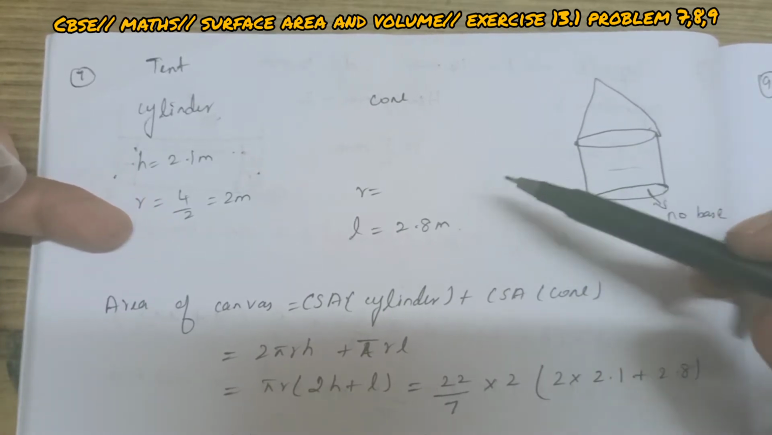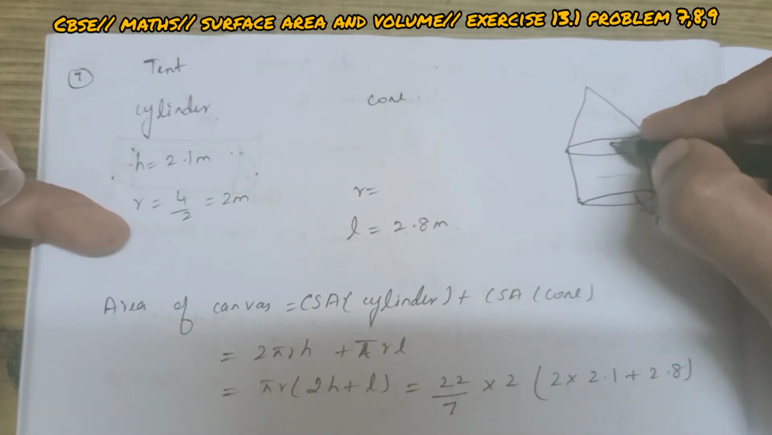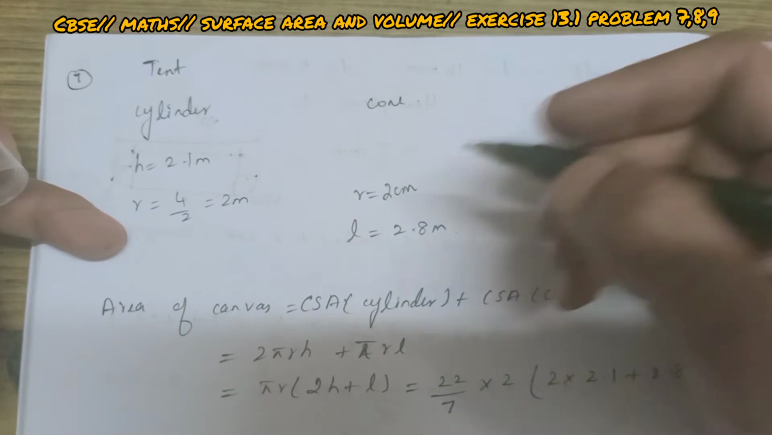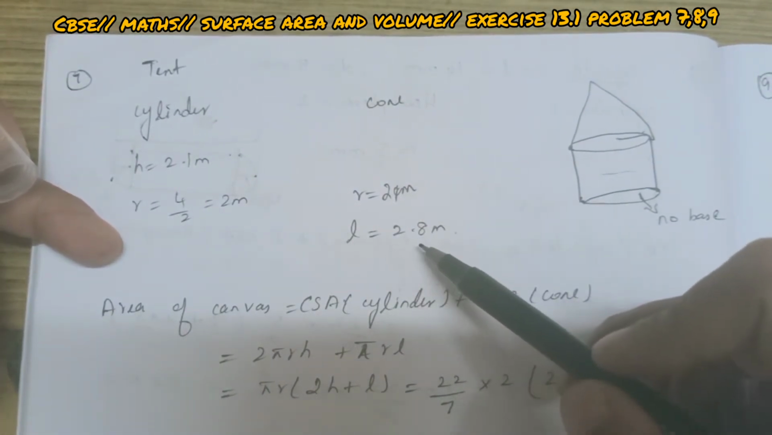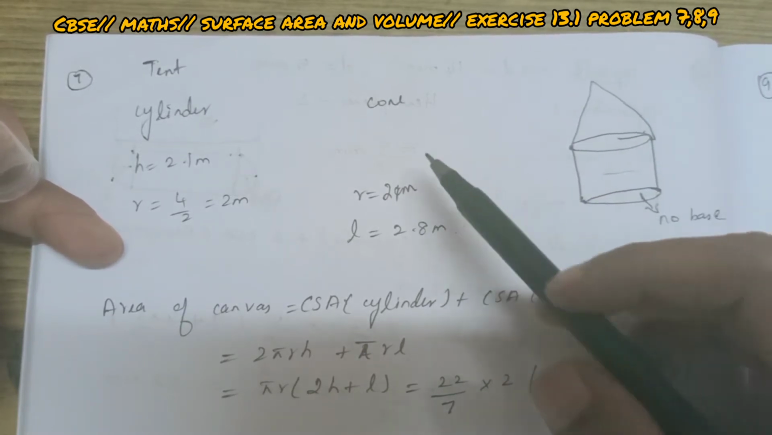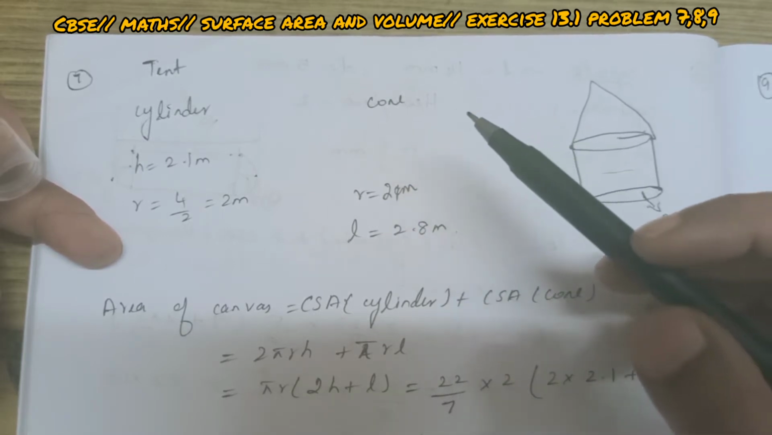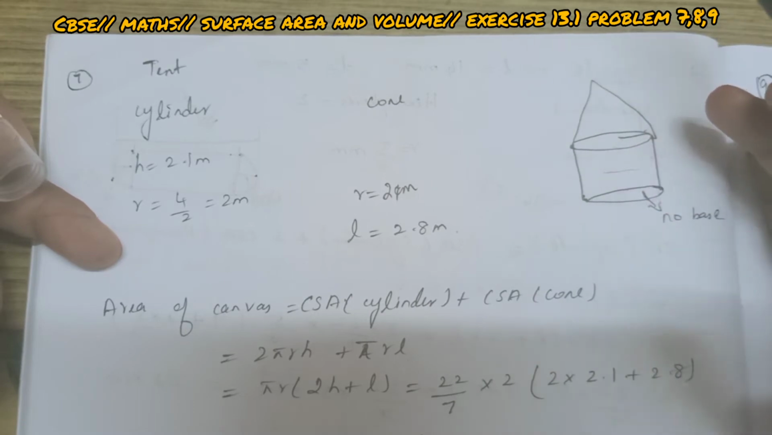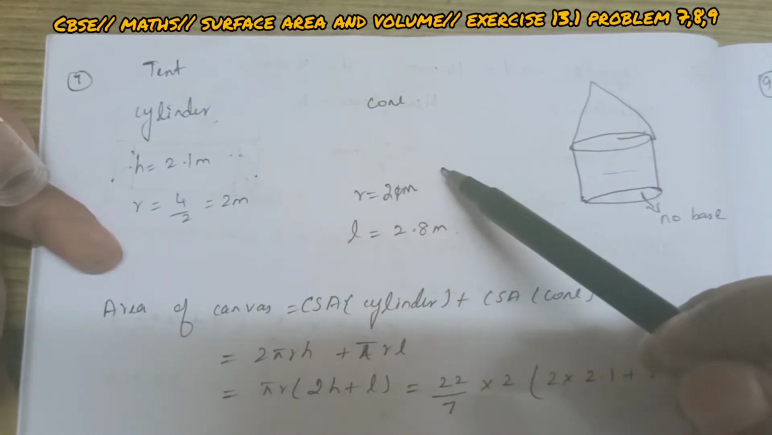For the cylinder, radius is 2 meter, means for the cone also you will have the same radius, only 2 meter. And slant height of the cone is given as 2.8 meter in the question itself. We have another dimension for the cone, which is the height, but when you are finding the surface area, when you are finding the CSA, we don't need the height, so we are not finding it. Okay, so everything else is given in the question.